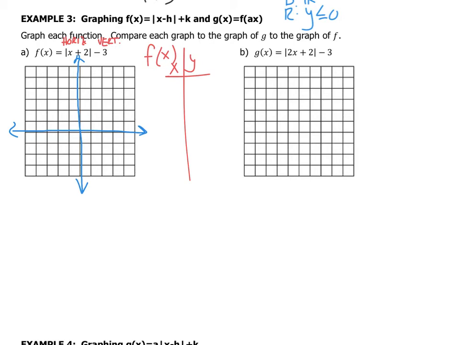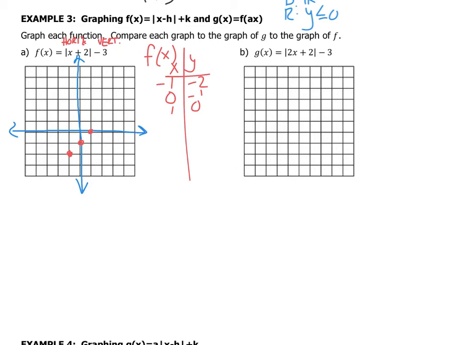So let's just start with -1. If -1 goes in for x, the inside of the absolute value becomes 1. The absolute value is still 1. 1 - 3 is -2. So (-1, -2) is right there. Then we'll go to 0. That means 0 plus 2 is 2. The absolute value is still 2. 2 - 3 is -1. So (0, -1). If I plug in a 1, 1 plus 2 is 3. Absolute value is still 3. 3 - 3 is 0.